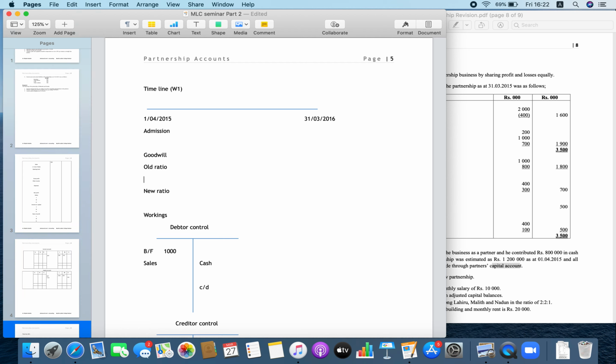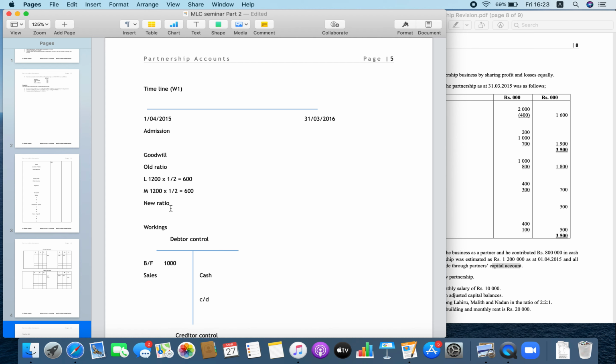Right, so old ratio we have 2 partners, Lahiru as well as Malit. Remember the goodwill as you can see over here is 1.2 million. So you go and mark there 1.2 million. Old ratio guys, as you can see on the cursor over here, it's equal. So therefore that into half, which is now going to be 600. And also Malit will be getting 1200 into half. That is also now going to be 600.